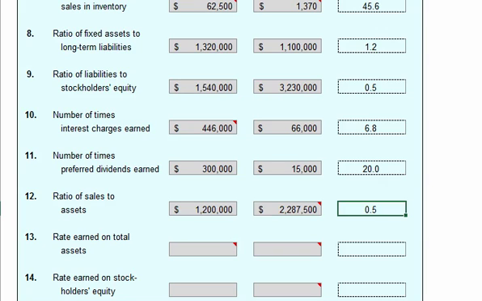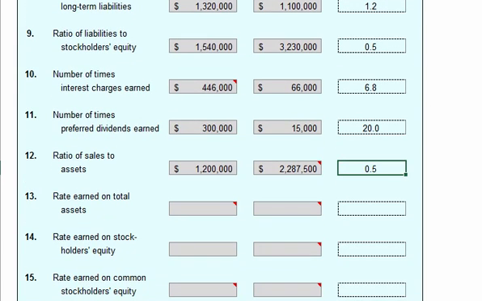We want sales to be as high as possible given the level of assets. So we'd like to see that one go up to 0.6 rather than down to 0.5. Rate earned on total assets is our next one. And that ratio of sales to assets started with our profitability measures. The ones 1 through 11 were all solvency measures or liquidity measures.